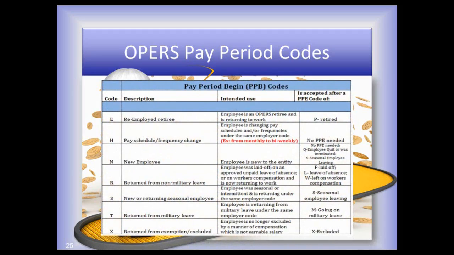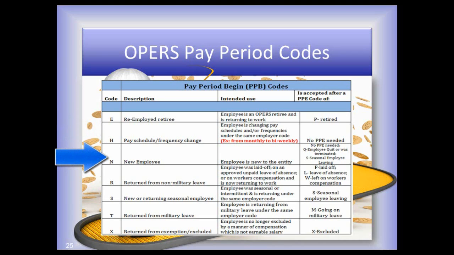Let's review the pay period begin codes and end codes so that you'll have an understanding of when you may need to use them on the report of retirement contributions. So let's look at these codes. The first code is E, Re-Employed Retiree. Its intended use is for an employee that is an OPERS retiree and is returning to work. The next code is H, Pay period schedule or frequency change. Employee is changing pay period schedules or frequencies under the same employer code. For example, from a monthly schedule to biweekly schedule.